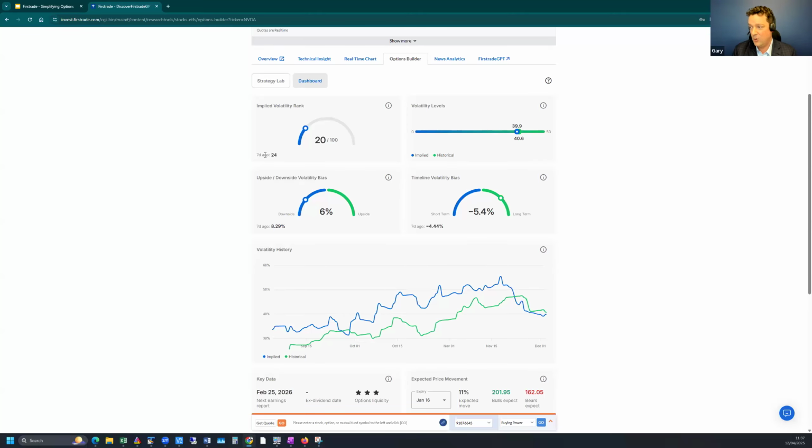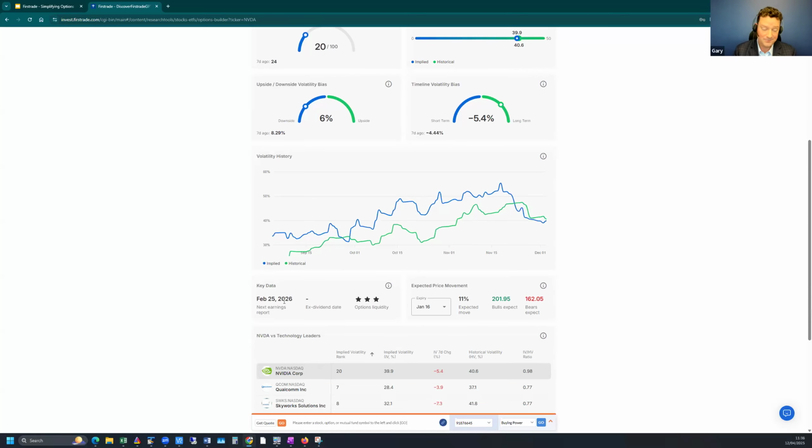Volatility is pretty low. It's actually decreased from a week ago, right? It was 24 down to 20 for IVR. And we see a trend of volatility going down. So you can actually see it happening, right, in real time. And you can see the skew to the downside. Long-term options are more expensive. Kind of makes sense here because now we have key data.